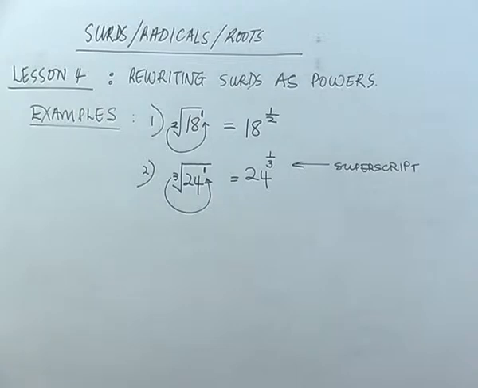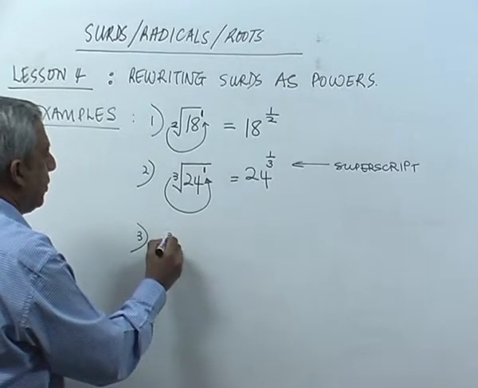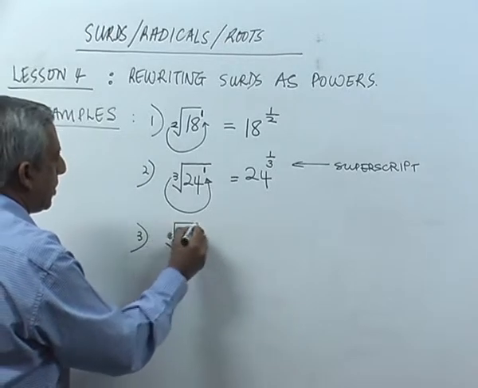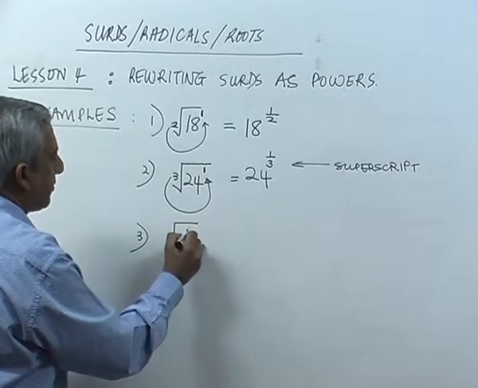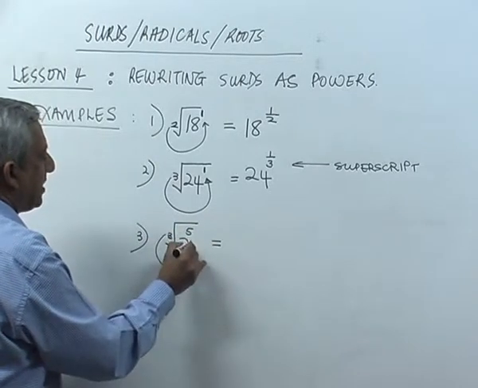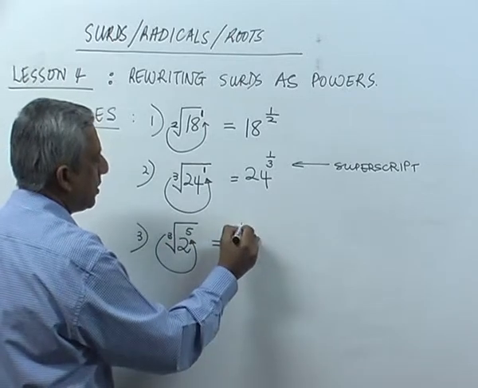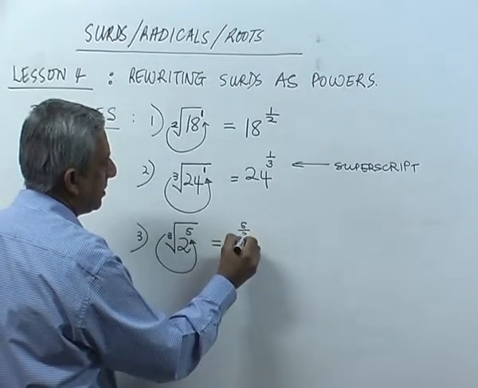Now let's take another example. Suppose you had cube root of 2 to the 5. Then once again this 3 will become the denominator and it will become 2 to the 5/3.